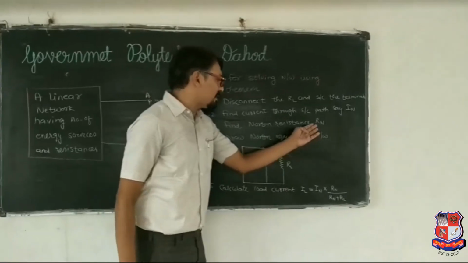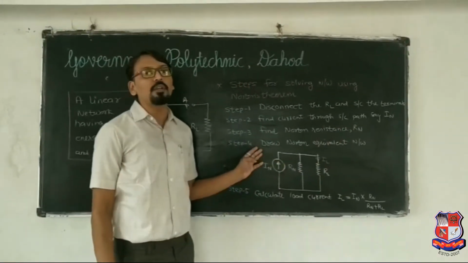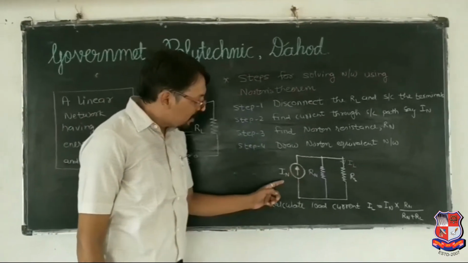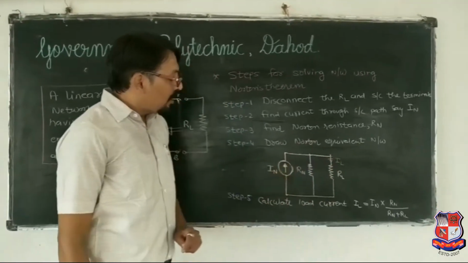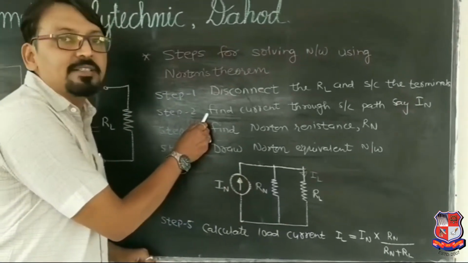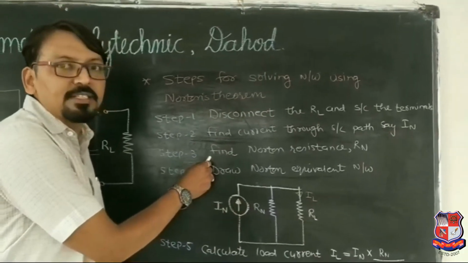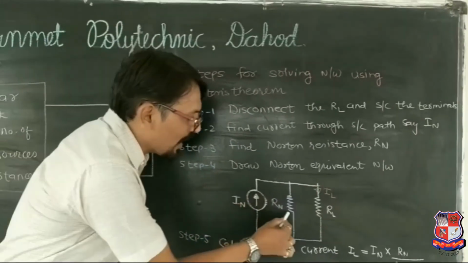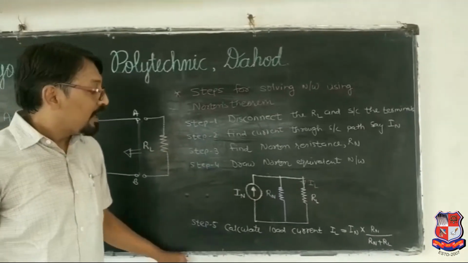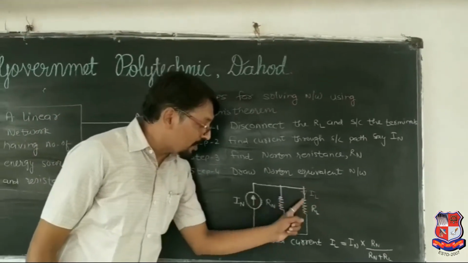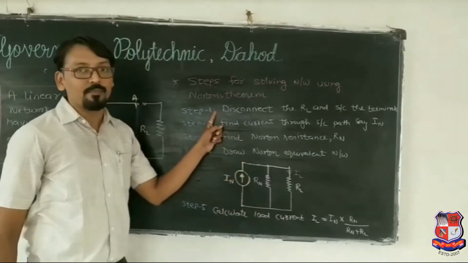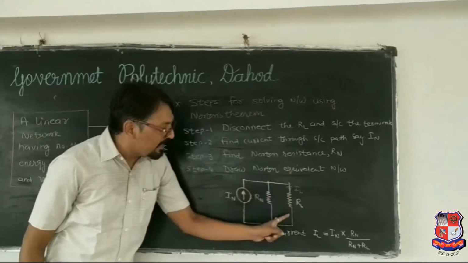After calculating the Norton resistance, in the fourth step we have to draw the Norton equivalent diagram. It is shown here. For drawing it, the Norton current calculated in the second step and the Norton resistance calculated in the third step are represented in parallel, according to the Norton statement. In this diagram, we connect in parallel the load resistance that was disconnected in step 1, the same resistance RL.